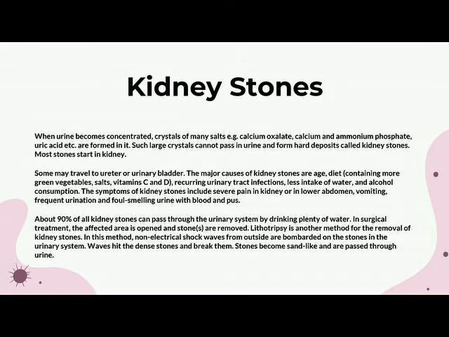Such large crystals cannot pass in urine and form hard deposits in the kidney, which are known as kidney stones. Most stones start in the kidney. Some may travel to the ureter or urinary bladder. Basically, kidney stones start in the kidney, then they can travel to the ureter or urinary bladder. So first we will discuss the causes of kidney stones.